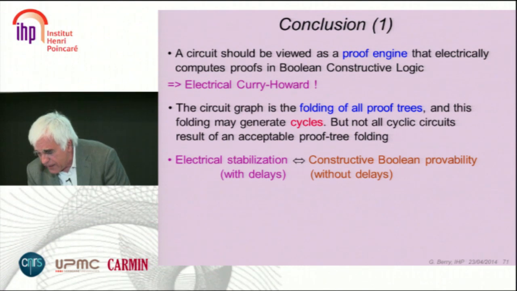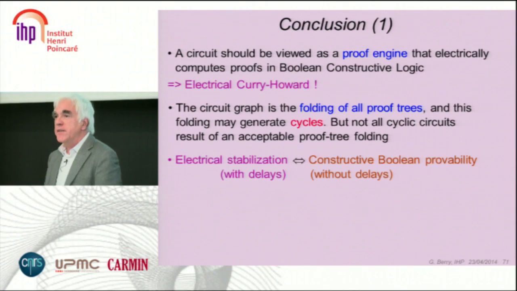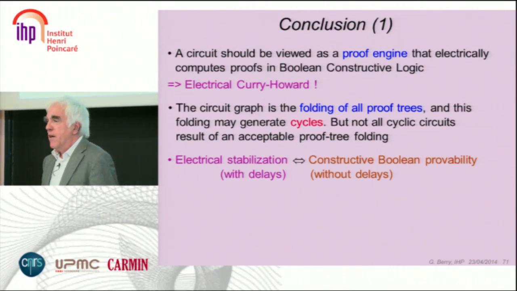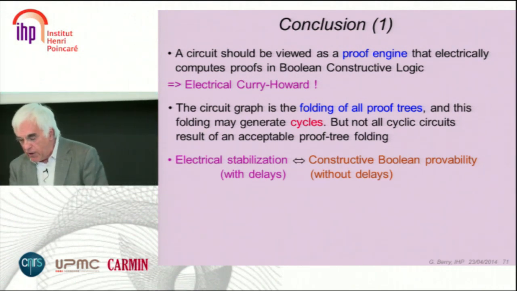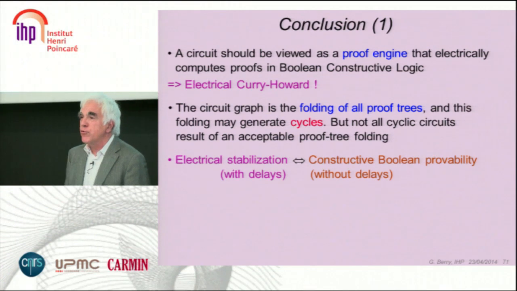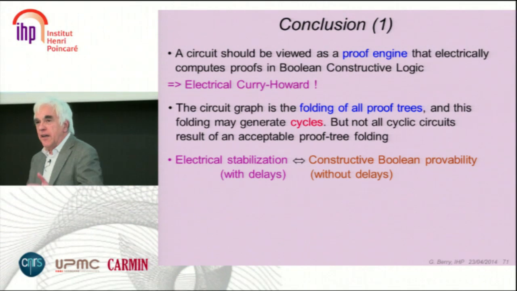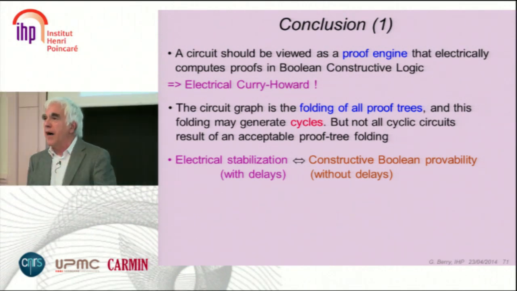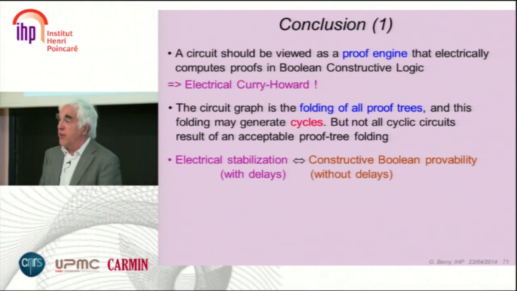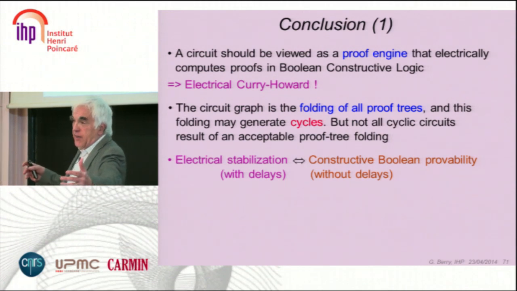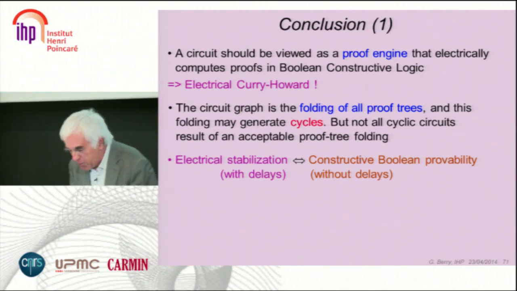So conclusion 1, before the bonus. A circuit should be viewed as a proof engine. That's the main message. A circuit is a proof engine. Think of proofs when you think of circuits. It electrically computes proofs in Boolean logic. This is what I used to call, to give another name, because circuits work because, you know, the old dogma of physics, which is nature hates emptiness. And when you put voltage, electrons hate emptiness and they rush into the wire because they are cowards. So this is the hurry coward principle, in fact.